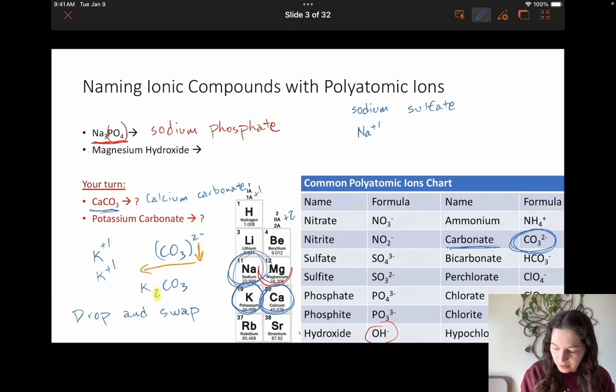Oh, this is actually wrong. This is wrong. I'm sorry. This should be a 2-. Okay. Sorry. Sulfate has a 2- charge on it. So we're going to have SO4, 2-. Now we can apply drop and swap.